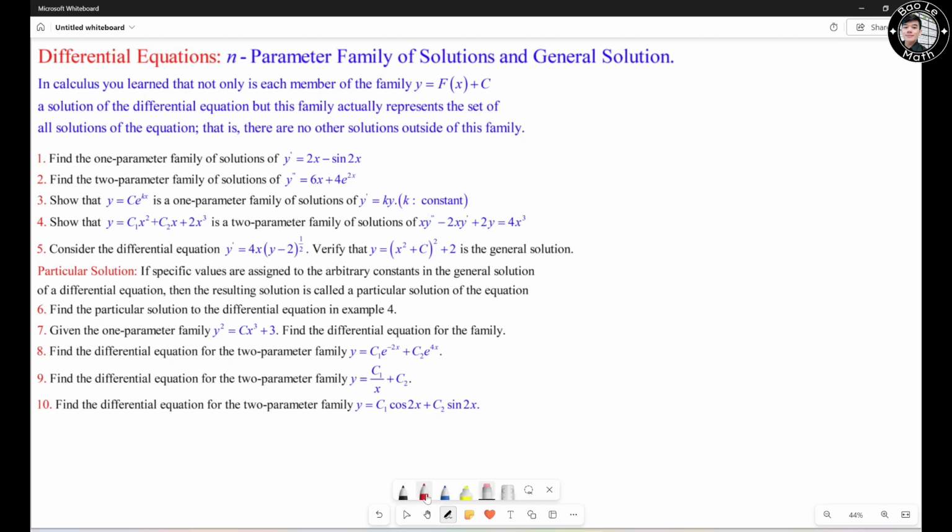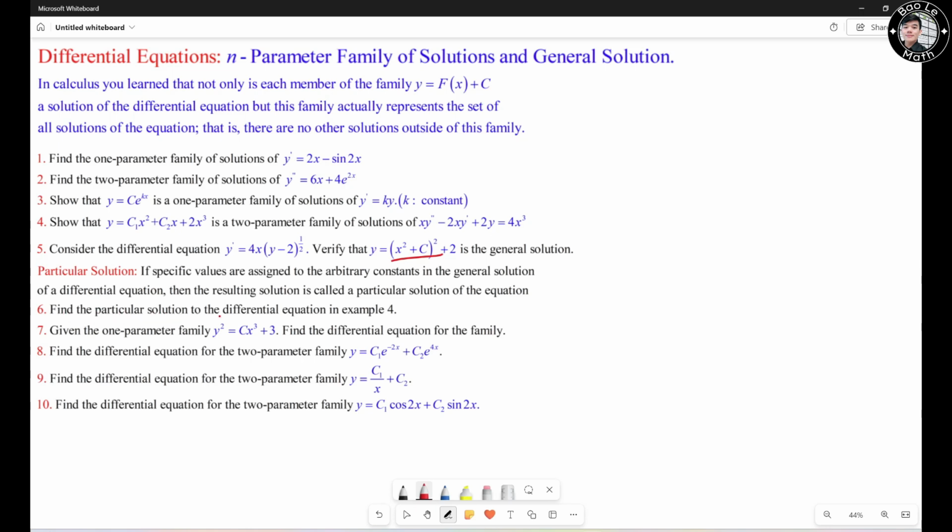Let's move on to question number 5. We need to verify that this is a general solution to this equation. This is very simple, similar to number 3 and number 4 right here, so I leave it for you as practice. We're going to move on to number 6.